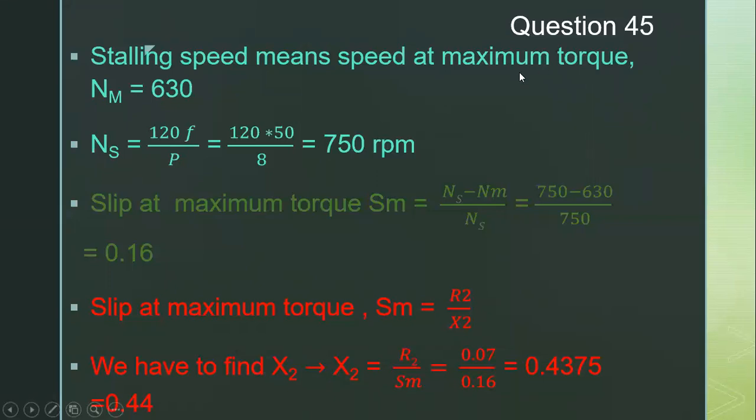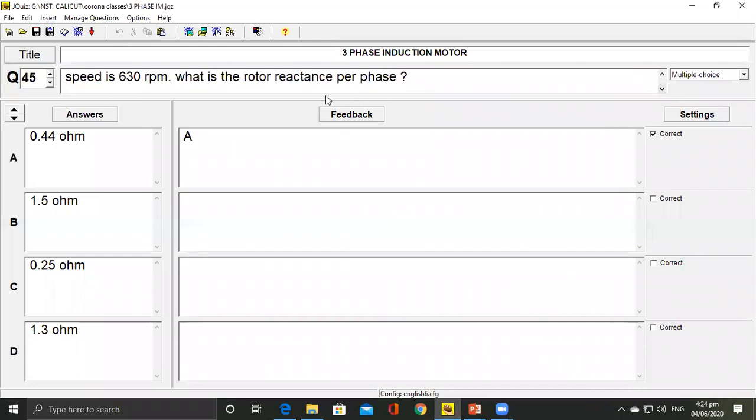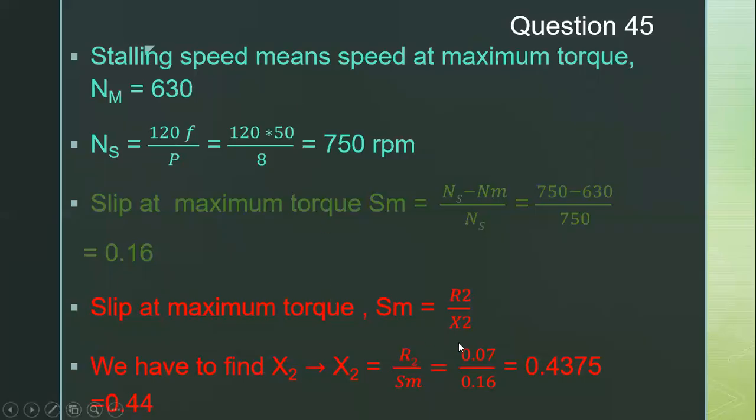That you have to understand: stalling speed is the speed at maximum torque. Ns is not given, so Ns = 120f/P, 120 into 50 divided by 8, is 750 RPM. So you have to find the slip at maximum torque, to find the rotor reactance per phase. There is one equation, Sm = R2 divided by X2. So first you have to find Sm, the slip at maximum torque.